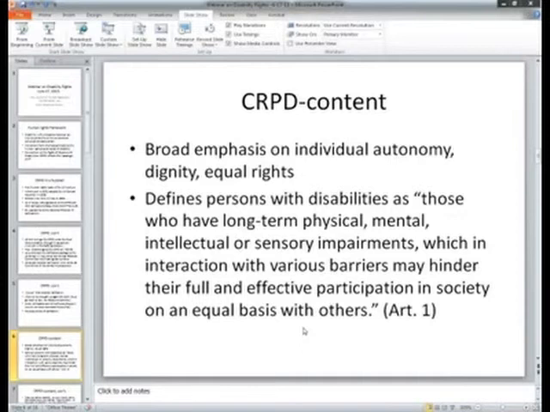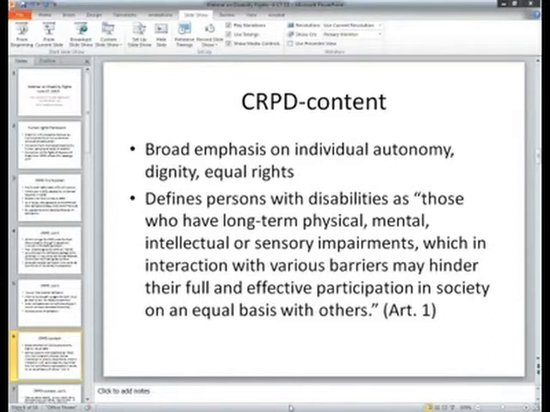So what the CRPD says itself is that it defines persons with disabilities as, quote, those who have long-term physical, mental, intellectual, or sensory impairments which, in interaction with various barriers, may hinder their full and effective participation in society on an equal basis with others. That's from Article 1. So what you see in that is a definition that specifically and explicitly refers to the interactive part of the discrimination as being key: it's not just the impairment, it's the impairment plus the barriers that exist.